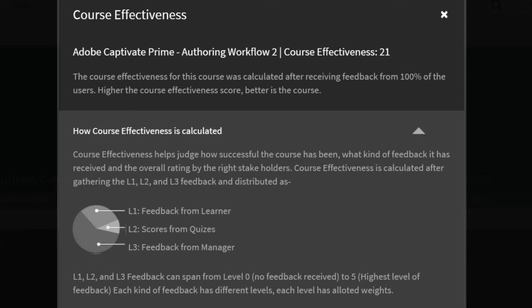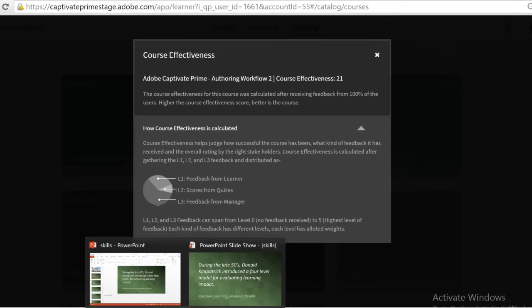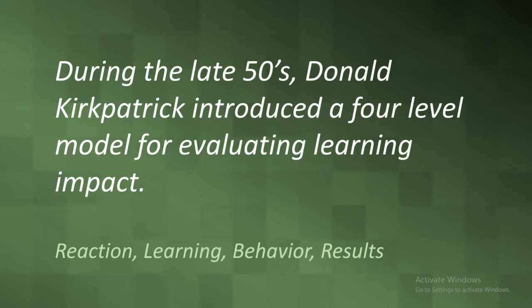Scores from learner quizzes are a small part of this calculation. And then finally, the biggest section is feedback from the manager, and we see it expressed as L1, L2, and L3 feedback. Let's take a look at what that actually means.